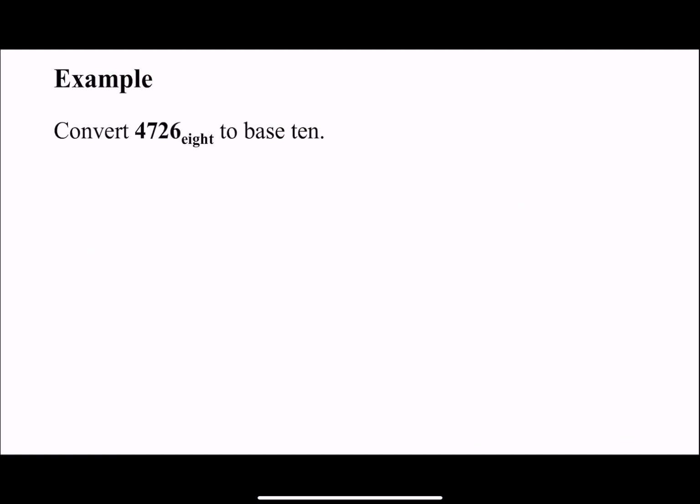Okay. What I do, first of all, I write down the place values, okay? Base 8. The place values are powers of 8, right? 1, 8 to 1, 8 to 2, 8 to 3, 8 to 4, and so on. Then, write down the place value of each digit from right to left. So I have 4, 7, 2, 6, base 8. Okay, from right to left, place value of this one is 1.